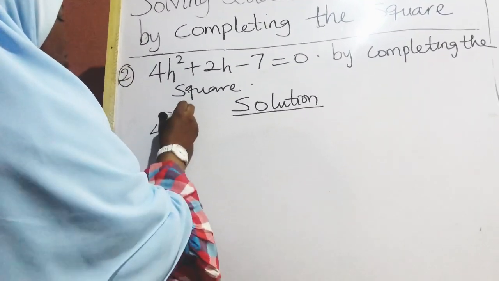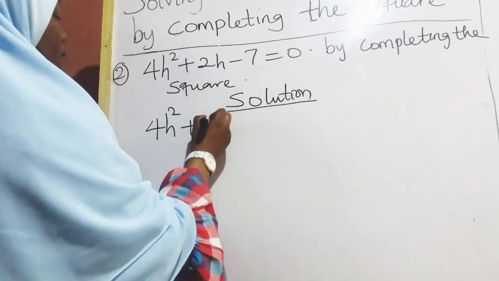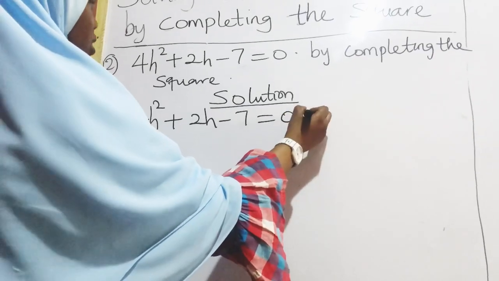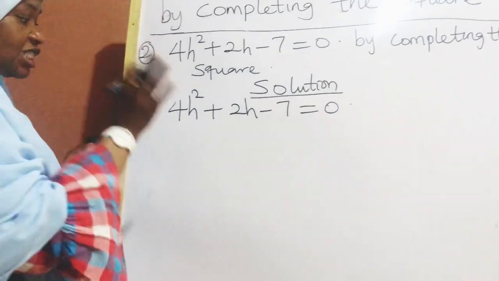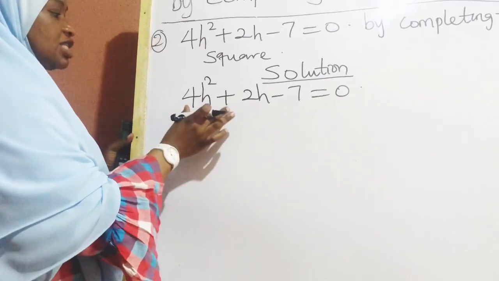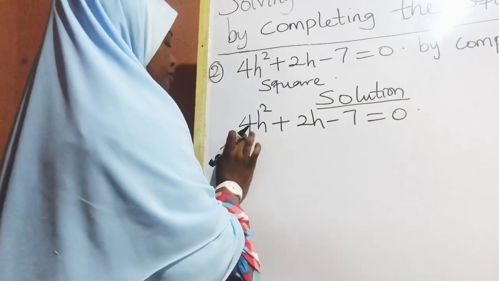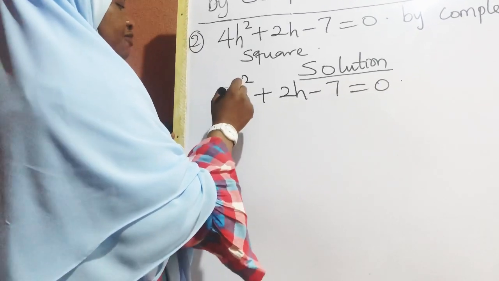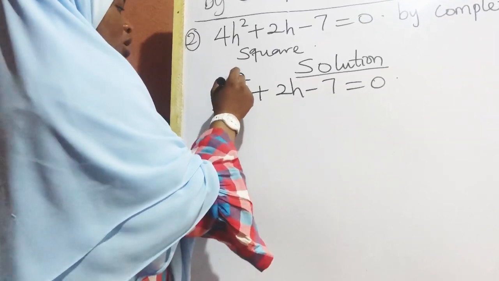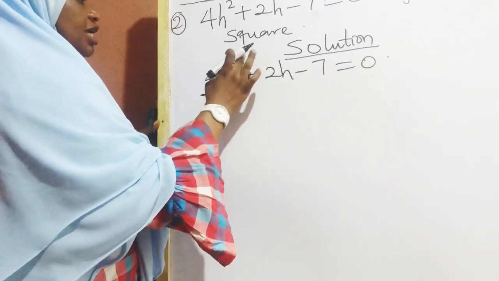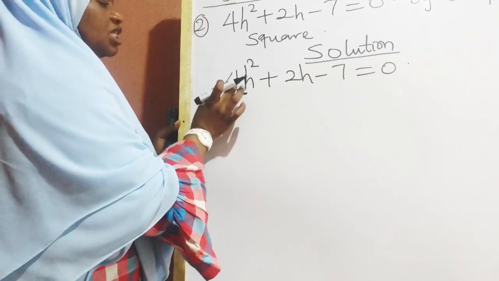4h squared plus 2h minus 7 is equal to 0. Now, the first thing for this kind of quadratic equation is that you have to divide by the coefficient of the variable with the highest power. The variable with the highest power here is h squared, and its coefficient is 4.